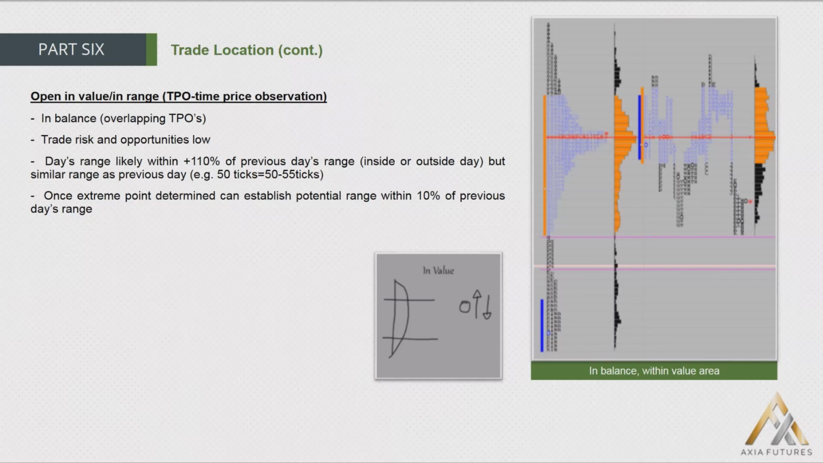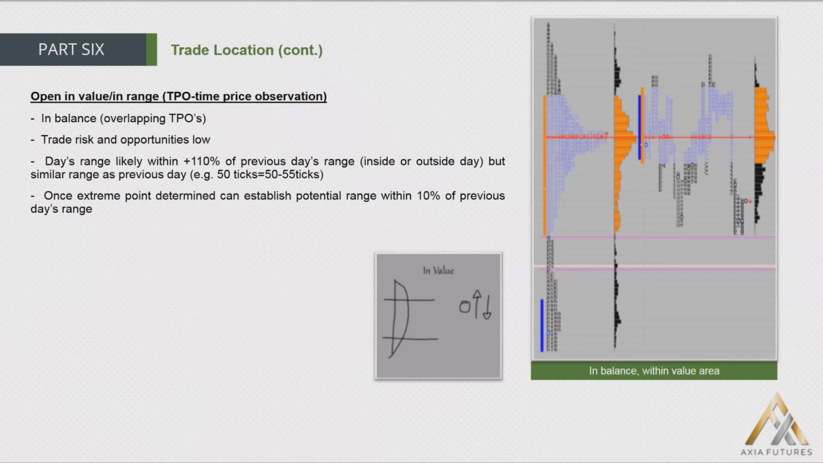Note, the next day's range, when we open in value, is likely to be very, very similar to the previous day's range, with maybe potential for a slight extension. So straight away, when we're opening in balance in value, the day's range today is likely to be similar to the previous day's range. Knowing something as simple as this will keep you from being too aggressive with your momentum plays and too aggressive from looking for big potential winners.